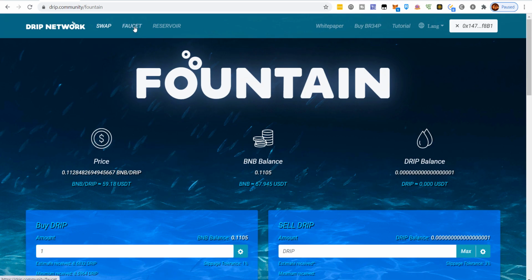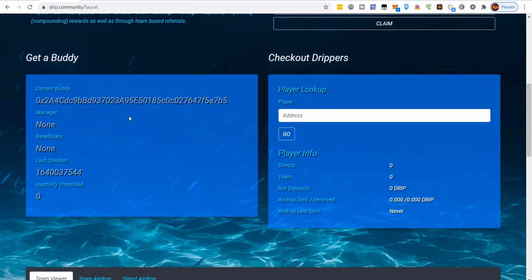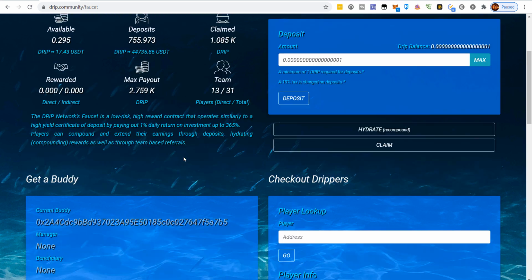Once it goes through, you have to come over to faucet. You have to make a deposit. Click max, put in there, click deposit. The link for the faucet will be down, the link for Drip will be down in the description. You'll have my Buddy address down there. You want to make certain you enter in my Buddy address.